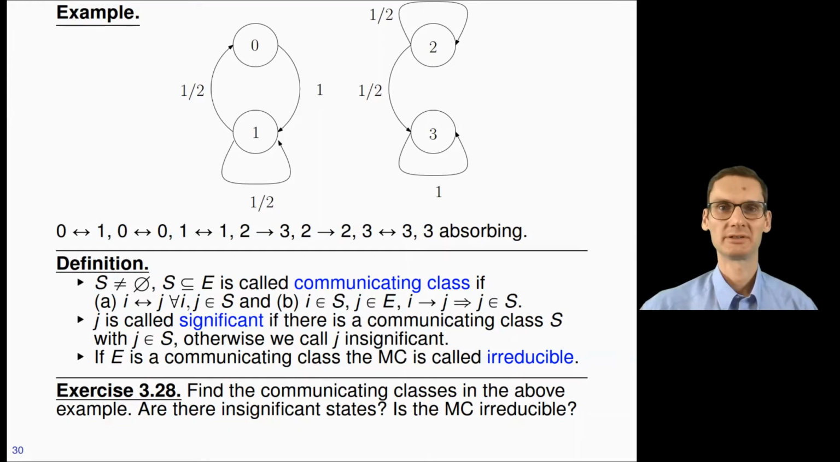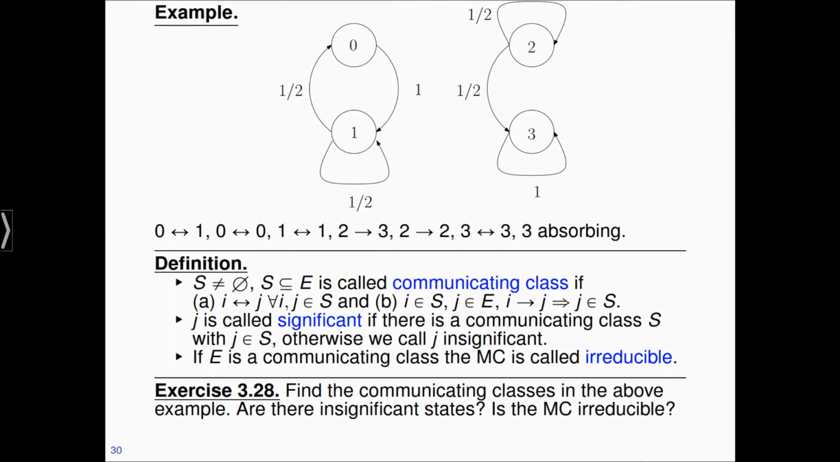It's always very good to understand new notions with the help of examples. So please have a look at the example on the top of the page and then try to find communicating classes there. Try to see if there are insignificant states and think about whether the whole Markov chain is irreducible. So please stop the video here and try to check these new notions with the help of the example.